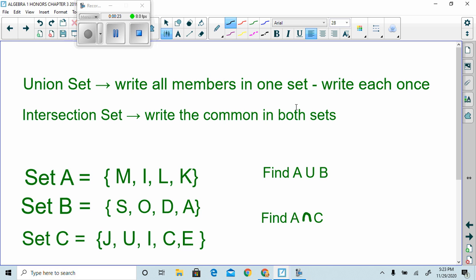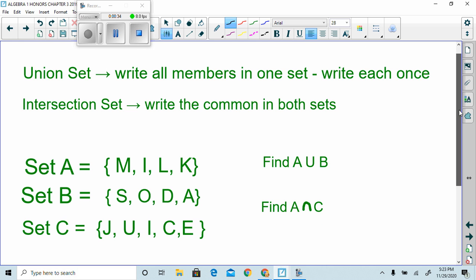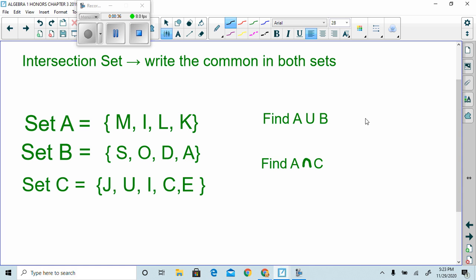Let's take a look. The union set is when we write all the members into one set and we write each element once. In an intersection set, we write what's common in both or all of the sets. So given these three sets, let's find the union of these two sets. As I'm going to unite them, I'm thinking of putting all of those elements together. So I'm going to have that M, I, L, and K, and I'm going to have the S, O, D, and A. And that unites both sets.